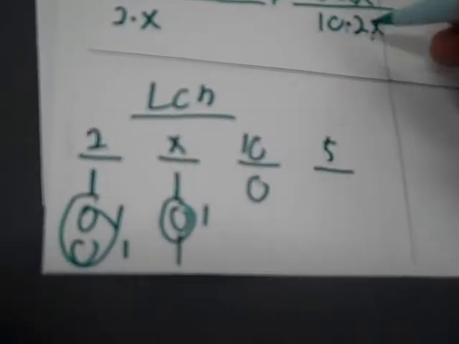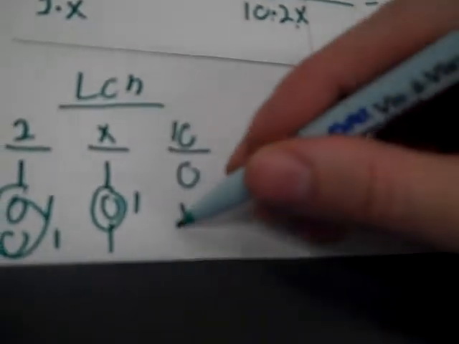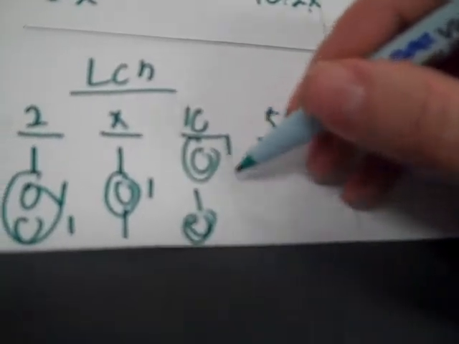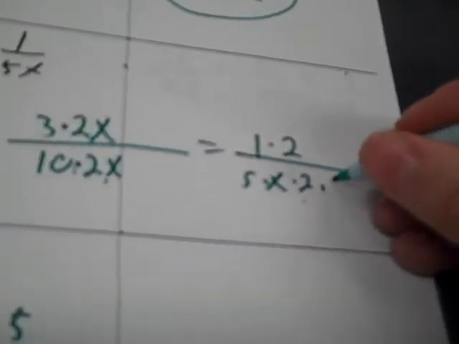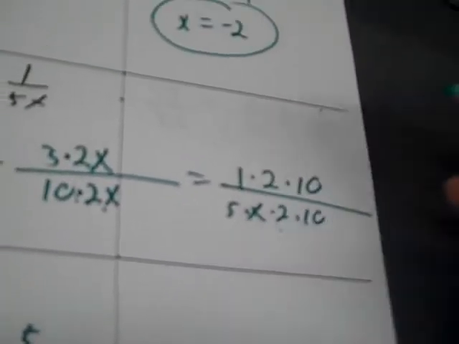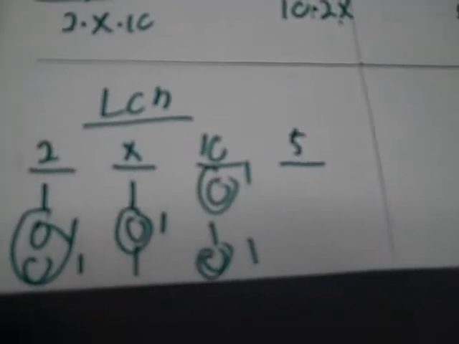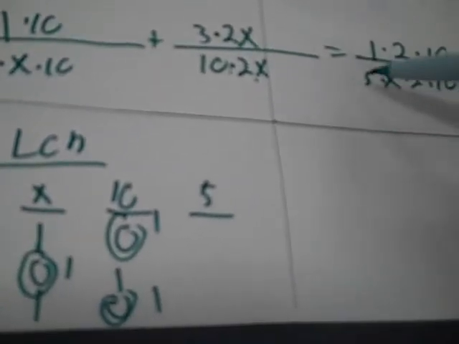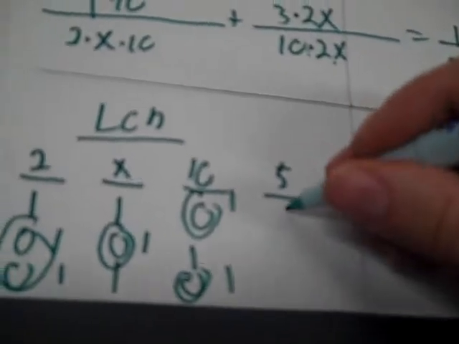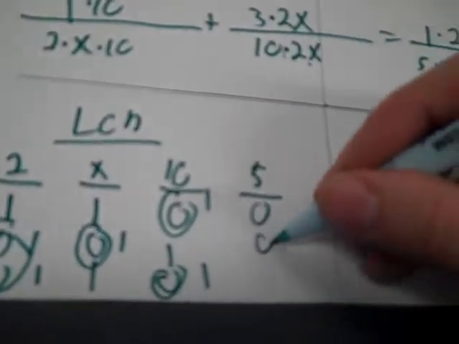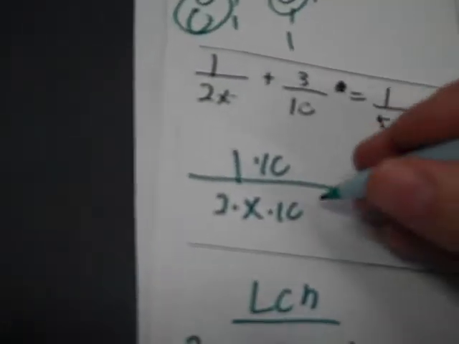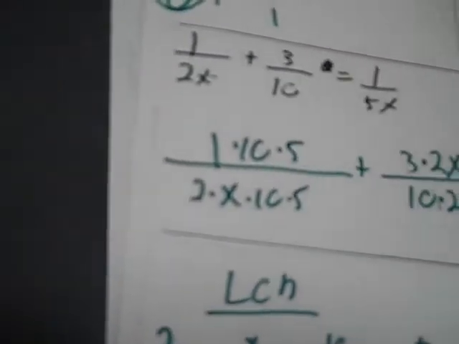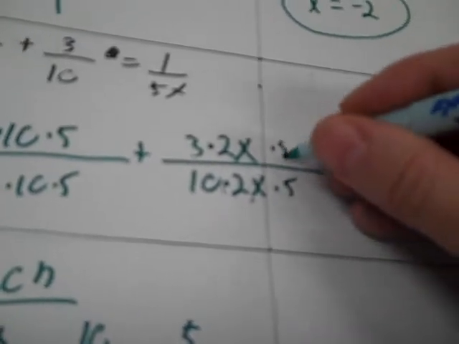Okay, how about 10? 0 there, 1 here, and 0 here. So these have to be raised so they have 1. So times 10, times 10, times 10, times 10. And then finally the 5. Everything's good except that one has a 5 and these don't. So 0 factors of 5, 0, and 1. So we raise those up so they have 1 factor of 5. So times 5, times 5, times 5, times 5.